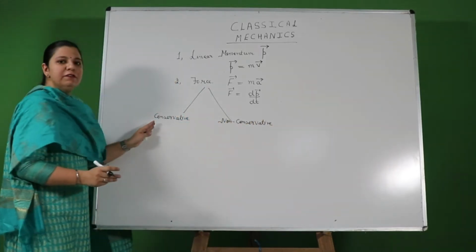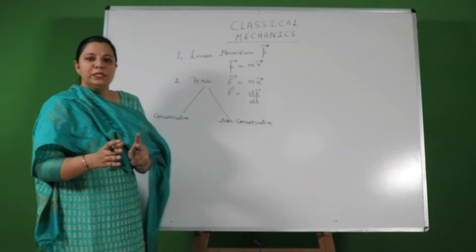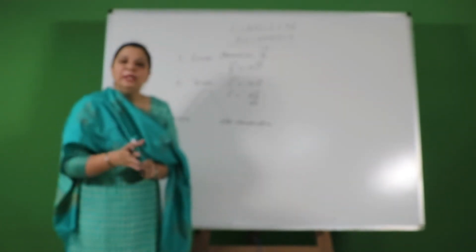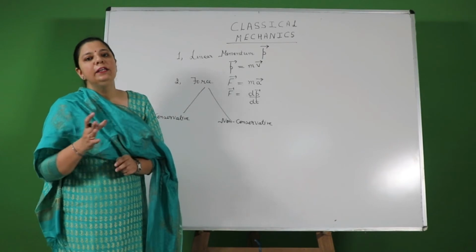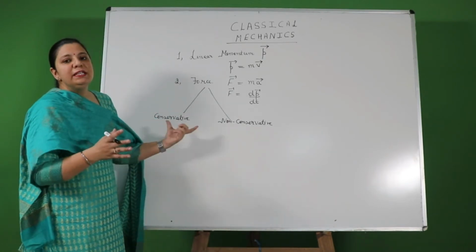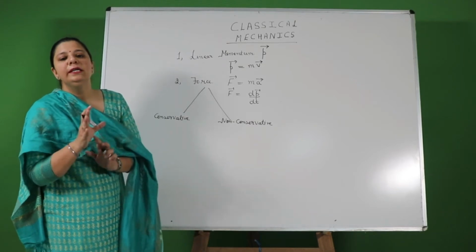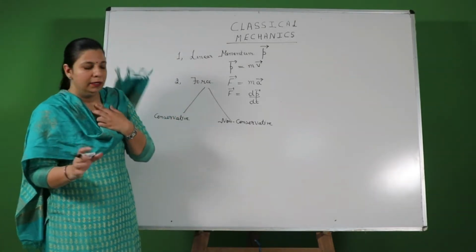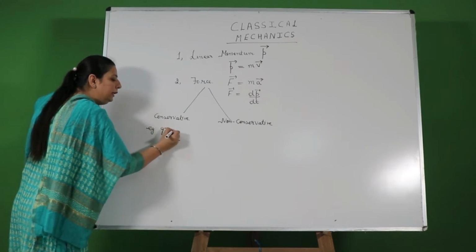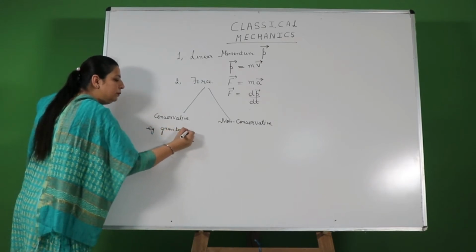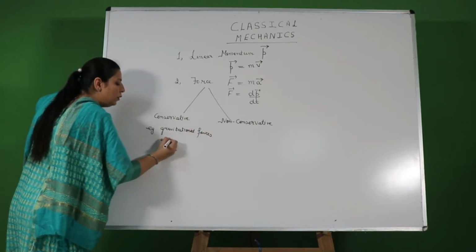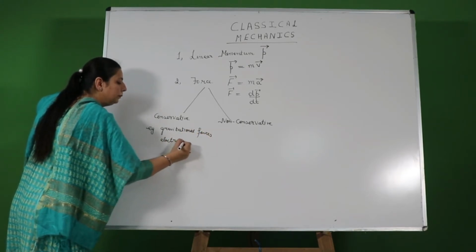What we mean by conservative forces: those forces for which the work done is independent of the path and depends only upon the initial and the final position are called conservative forces. So basically for these forces, work done does not depend upon the path taken. For example, gravitational forces, it only depends upon the initial and the final position. Then electrostatic forces and so on.